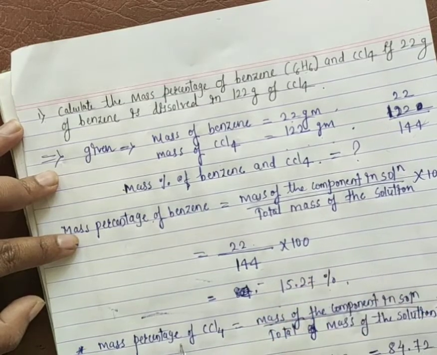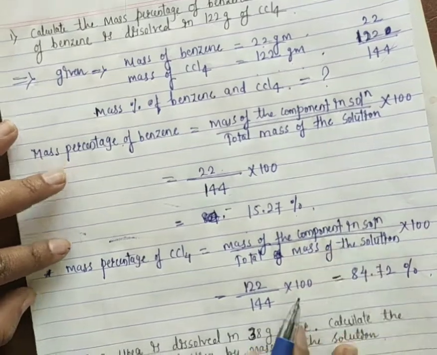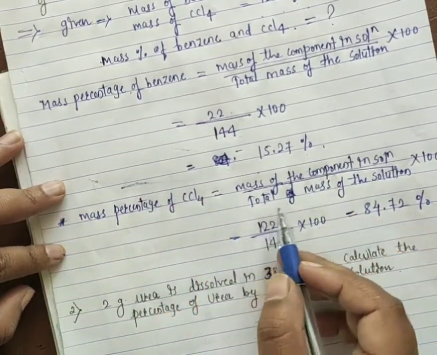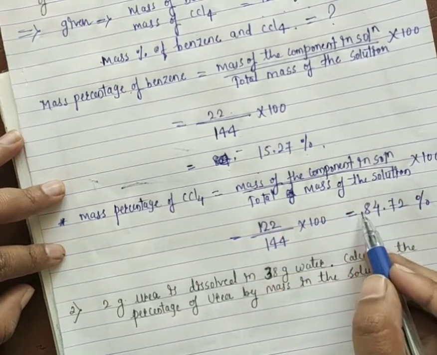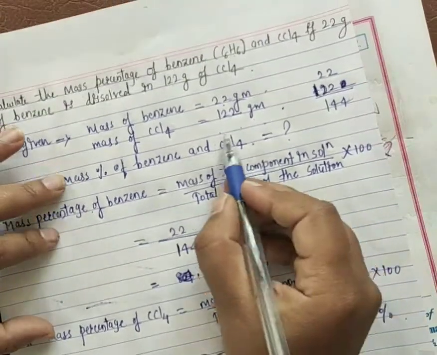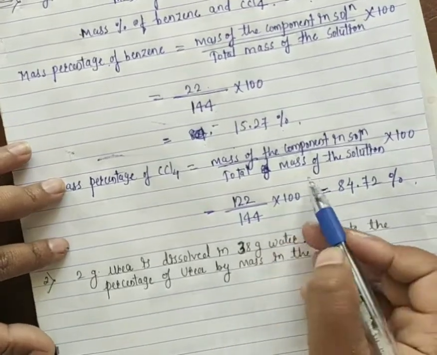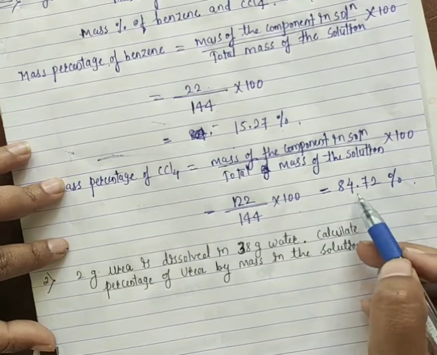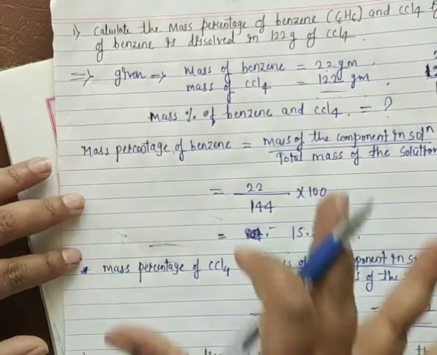into 100. So the mass percentage of benzene will be 15.27%, and the second will be the mass percentage of CCl4, equal to mass of the component in the solution divided by total mass of the solution into 100. So how much mass of the component of CCl4 is present? We have 122 gram. So I took here 122 gram divided by the total mass of the solution, 144 gram, into 100. So I am getting there 84.72%. Okay, so this is an important problem.